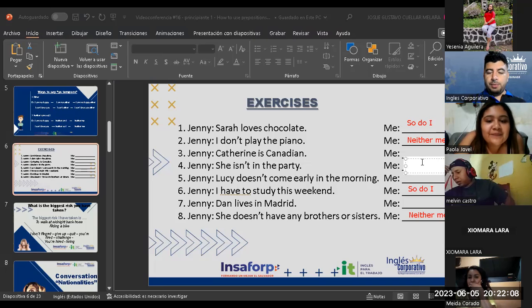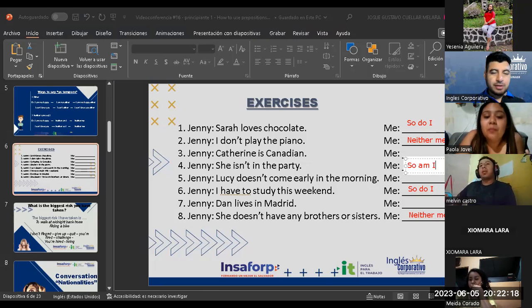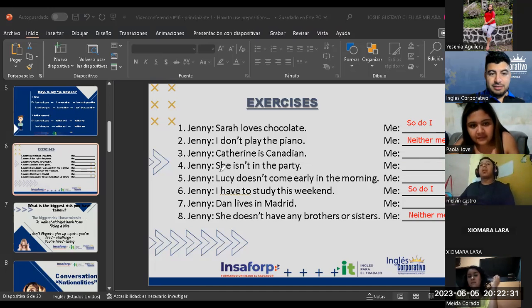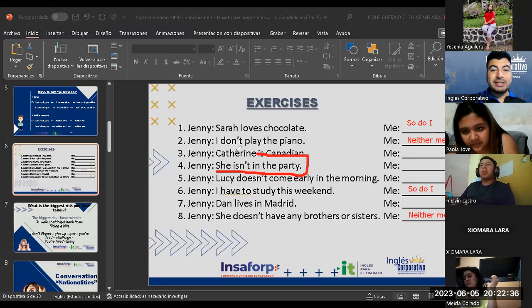So do I. Muy bien, solo que aquí viene un detalle. Cuando hay un verbo to be, se utiliza el am. So do I es para los verbos en general. Work, have, lo que sea. Pero el verbo to be, antes que nada, es la 4, es una oración negativa. Si fuese afirmativa, she is in the party, sería so am I, pero como es negativa, no podemos contestar con positiva. Ella no está en la fiesta. Ah, yo también. Si decimos, ella no está en la fiesta, ah, yo tampoco.